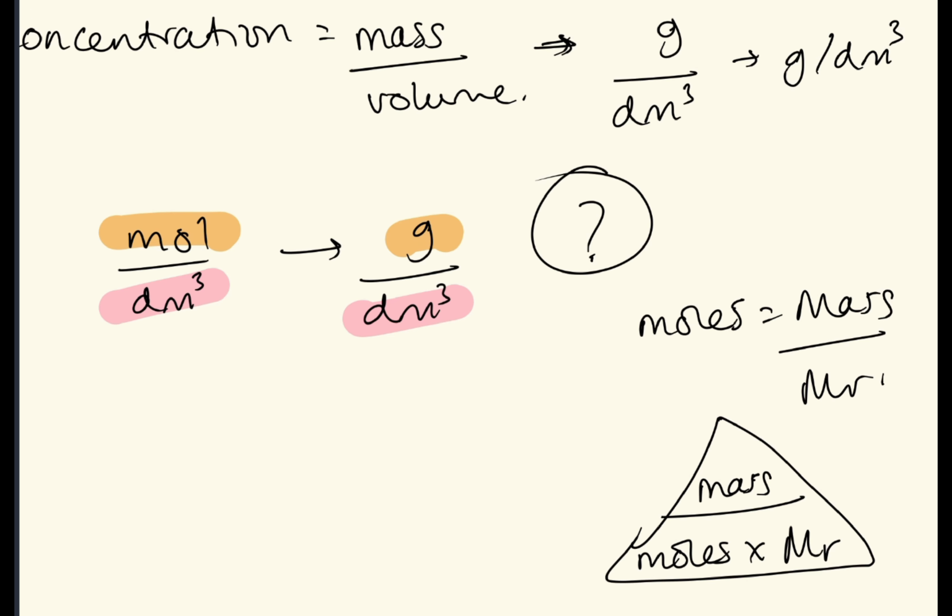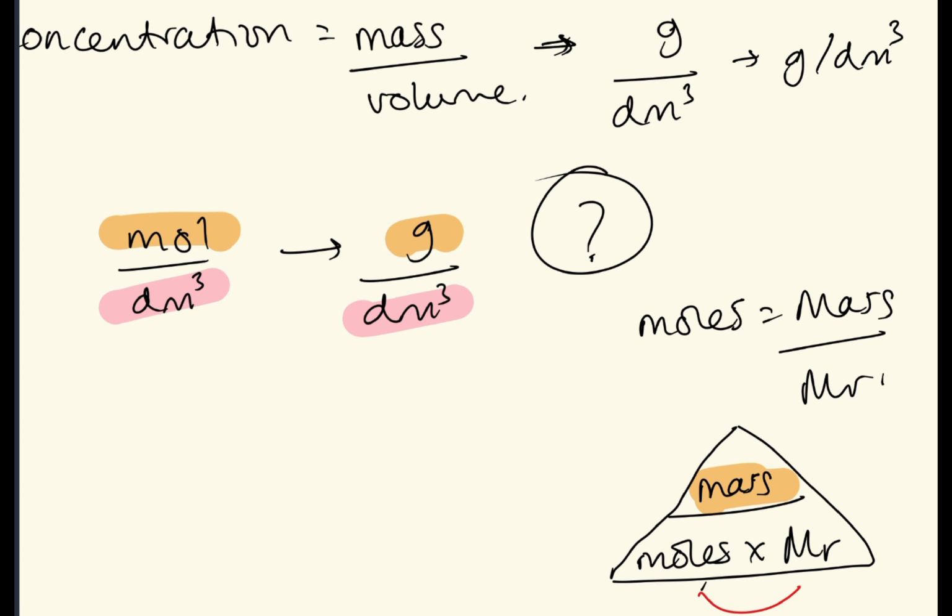And the reason why I personally always prefer the triangle method is because you can always cover whatever you're looking for. So if you're looking for your mass, imagine I was to cover it with a highlighter. I know highlighters do the opposite, but all I need to do is your moles multiplied by MR. That's it.